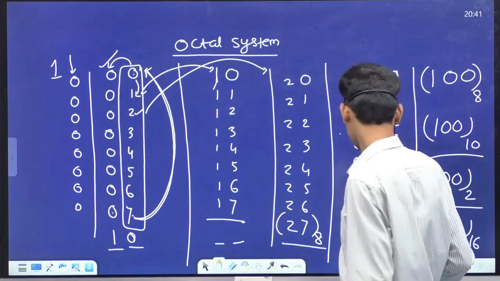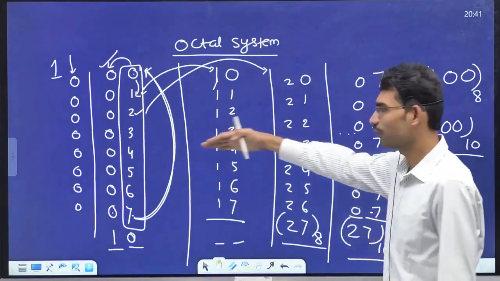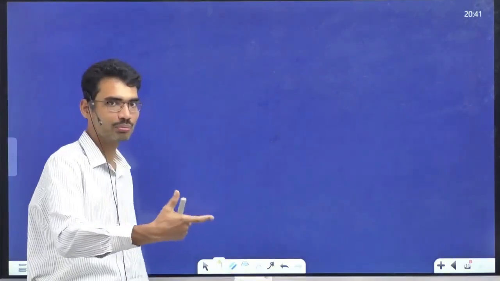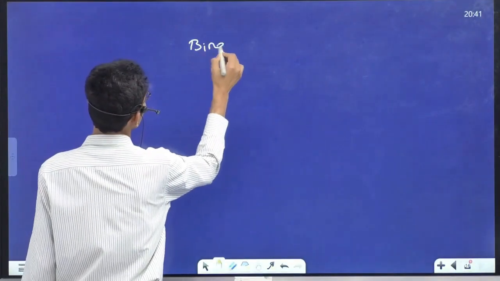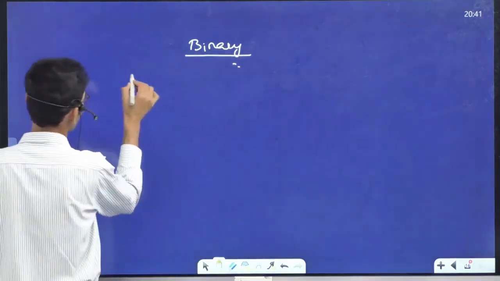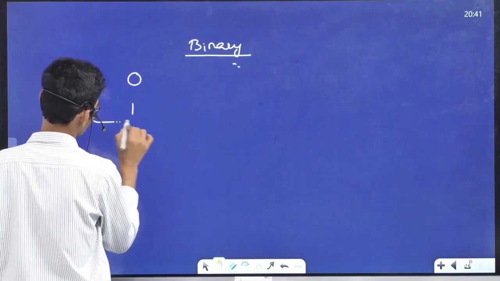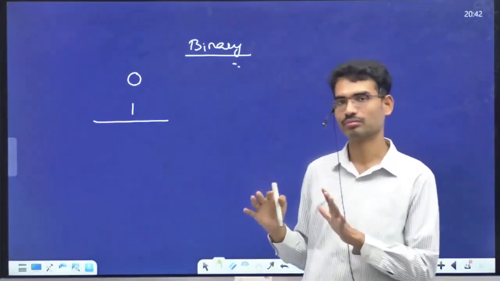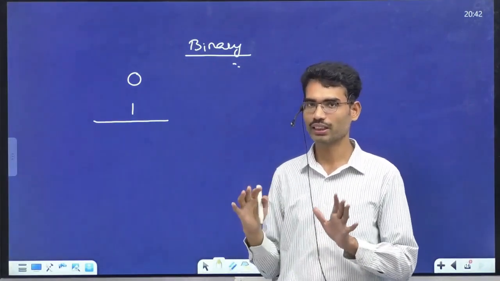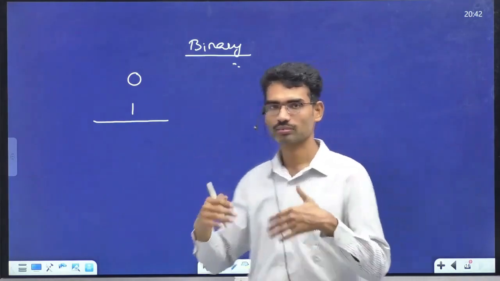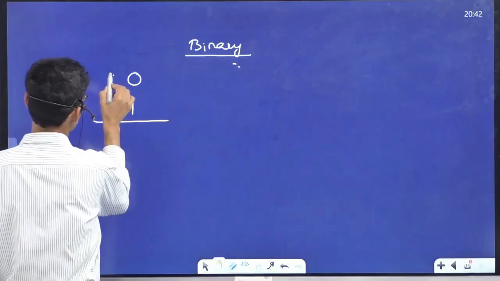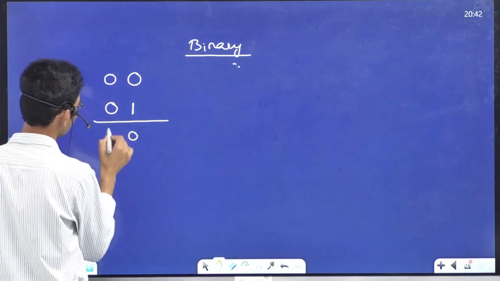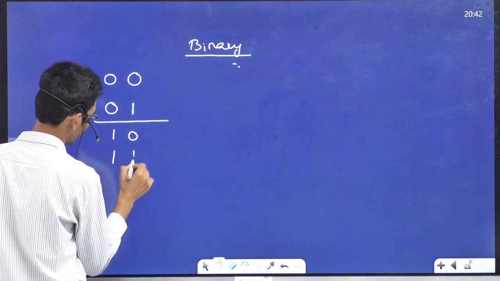Now come back to the binary system. Finally, after understanding this, it becomes easy to understand the binary system. Ultimately, in computer language, the binary system is the most crucial part. Here, possibilities are 0, 1. When it comes to the octal system, 0, 1, 2, 3, 4, 5, 6, 7, we tried. When it comes to decimal, 0 to 9, we tried. But binary, only 0 and 1. Now, beyond that, what to do? All possibilities are done. Now, this 1 becomes 0. This 0 becomes 1. Now, 1, 1.